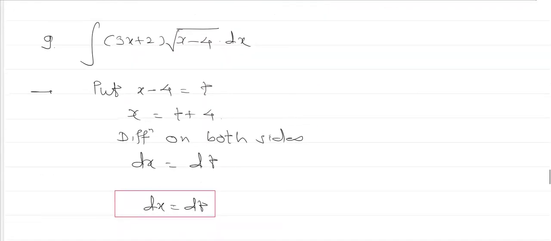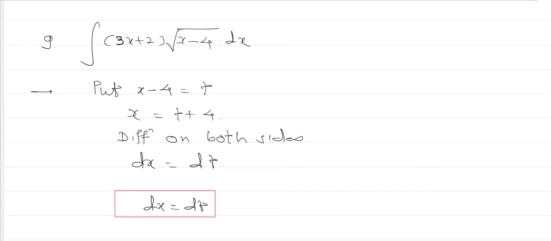Now the next problem. That is problem number 9. Integral of (3x + 2) root of (x - 4) dx. Now put x - 4 = t. This is in the radical sign. Therefore, we will find out the value of x. What's the value of x? x = t + 4.